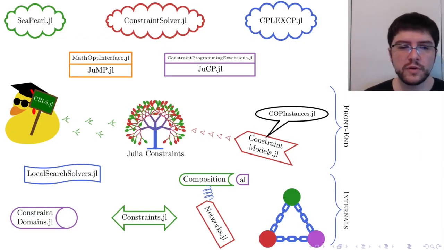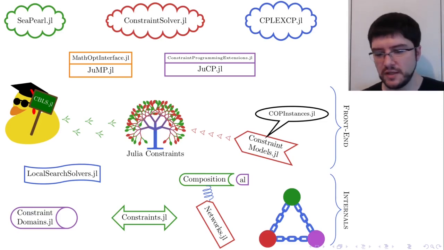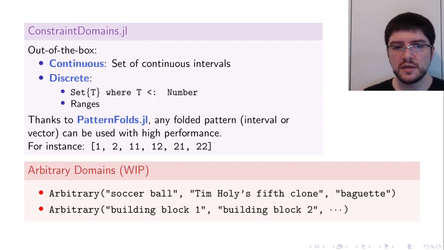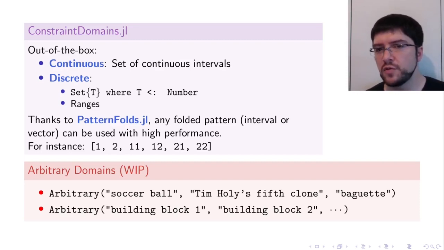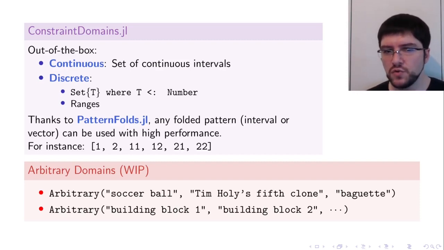So now if we look at the internals in Julia constraints that are needed to define the constraint programming models, we need to define domains and constraints. So in ConstraintDomains.jl, out of the box you can define continuous domain, so set of continuous intervals, and discrete domains, which can be sets in the sense of Julia or ranges. Thanks to the pattern fold package, any folded pattern, interval or vector can be used with high performance and low memory consumption. So for instance, 1, 2, 11, 12, 21, 22, and so on.